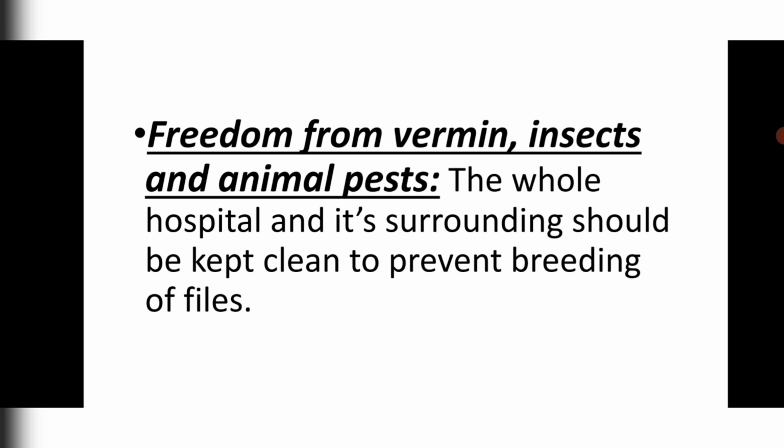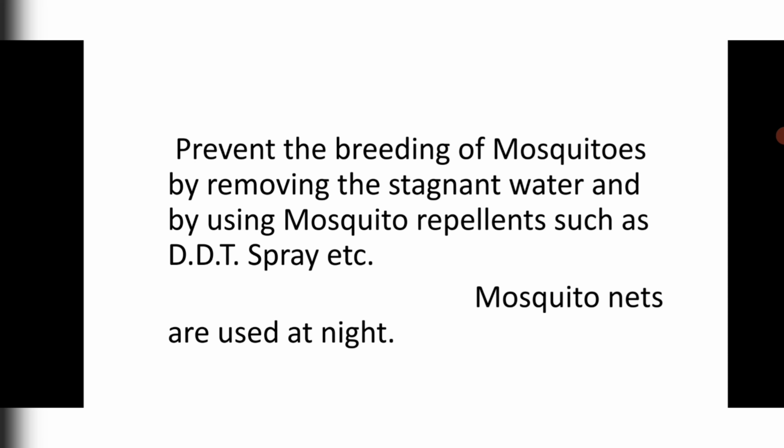Then freedom from vermin, insects and animal pests. All buildings should be rat proof. If rats are present, they should be trapped or poisoned. Flies will find a breeding place where the dirt is accumulated. Therefore, the hospital should be clean to prevent breeding of flies. Prevent the breeding of mosquitoes by removing the stagnant water and by using mosquito repellents such as DDT spray, etc.